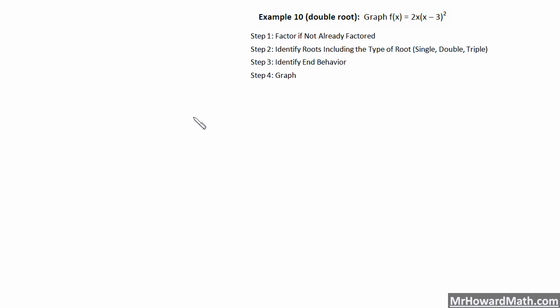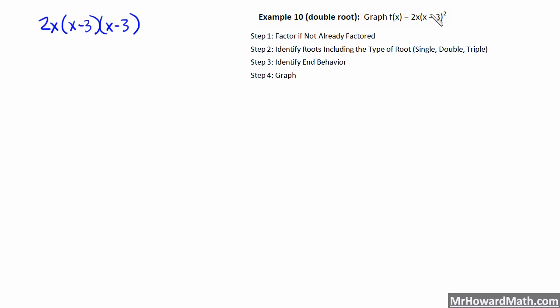All right, we have example 10 here, and this one is an example that has a double root. So we have 2x times the quantity x minus 3 squared. And I'm going to go ahead and rewrite this. Technically, this is already factored, but I'm going to go ahead and rewrite this as 2x times this x minus 3 quantity squared means this, x minus 3, x minus 3. All right, just like that.